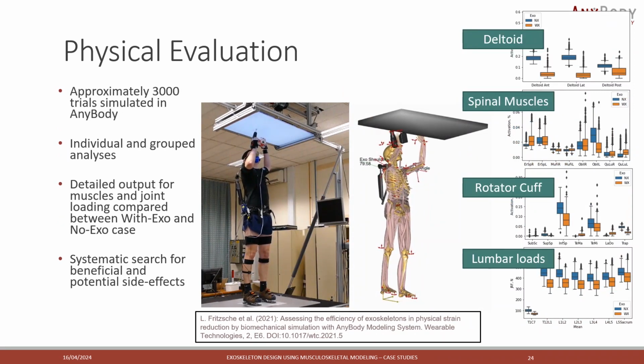All of this data was processed in the AnyBody modeling system, resulting in about 3,000 trials. This was a large dataset that enabled individual and grouped analysis of detailed outputs for muscles and joint loads, and it enabled comparisons between with and without exoskeleton cases. Then one can systematically look for advantages or possible side effects from the exoskeleton.